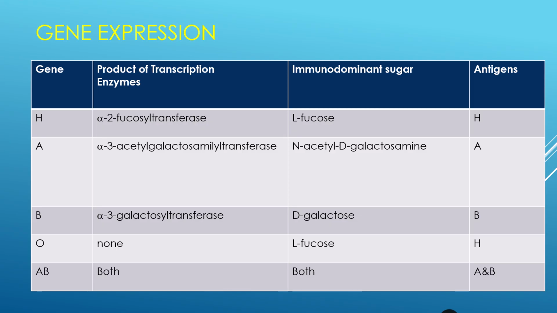For O, remember, no product, right? They don't make any product, so their immunodominant sugar is just L-fucose from the H antigen, and therefore they only have H antigens. And AB will make both the enzyme from the A gene and the enzyme from the B gene, and therefore they will add both immunodominant sugars to separate H antigens to produce both A and B antigens.